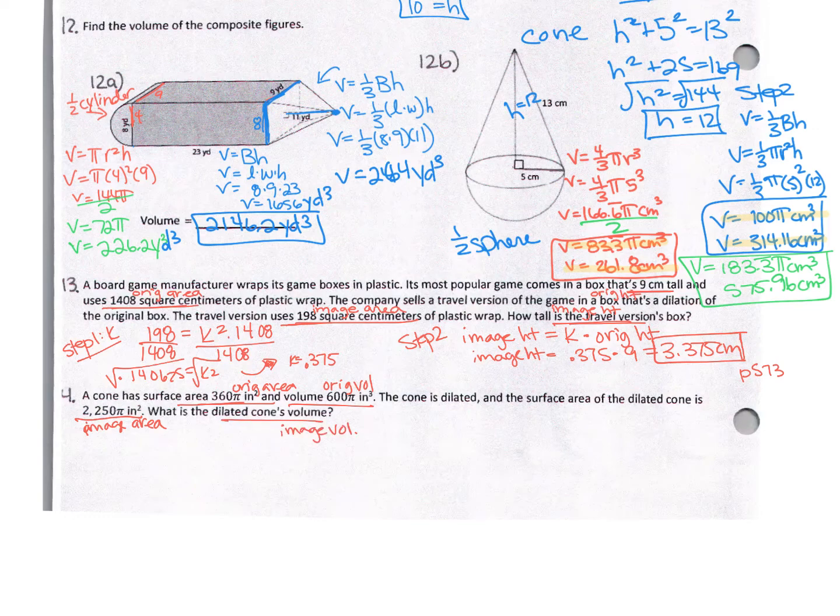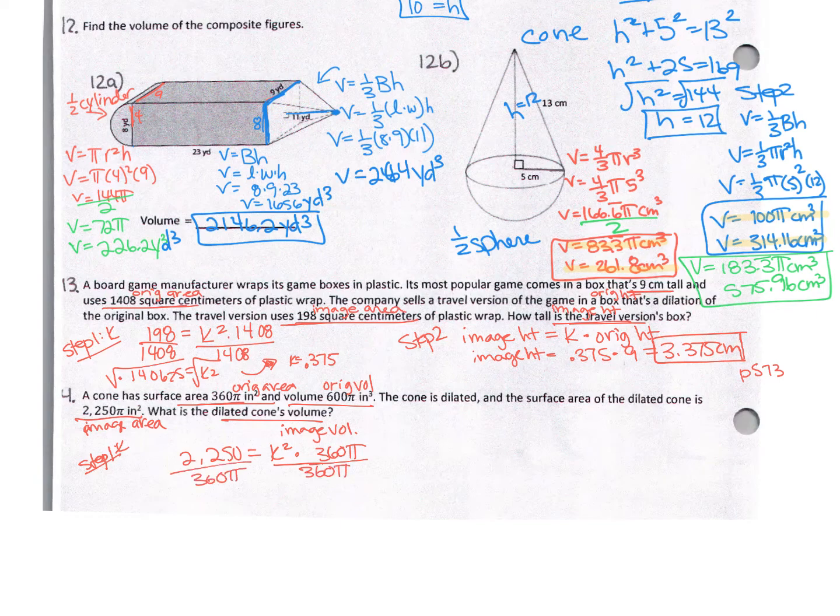Again, it doesn't tell me k, so I know this is a 2-step problem. Step 1 is to solve for k. And I have to use the two things that I know both of, which is the area. So I'm going to use my area equation. The image area, 2,250, equals k squared times the original area, which is 360 pi. And I'm going to divide both sides by 360 so I can solve for k.